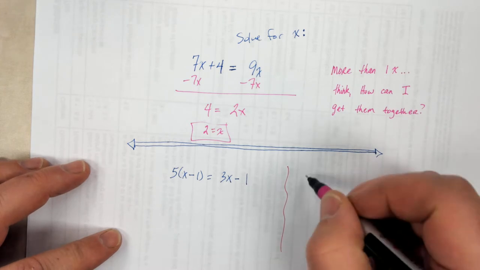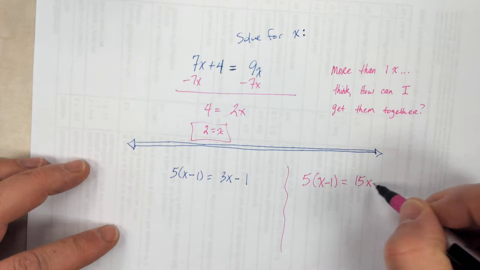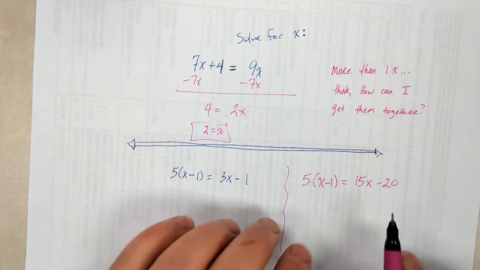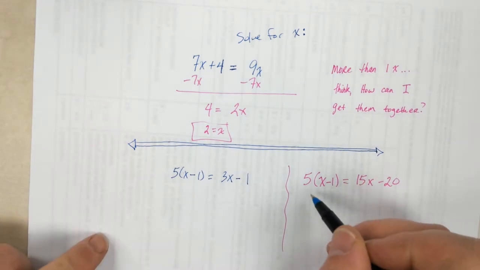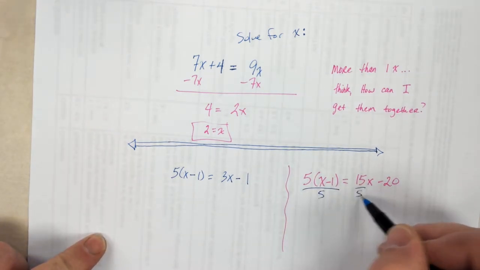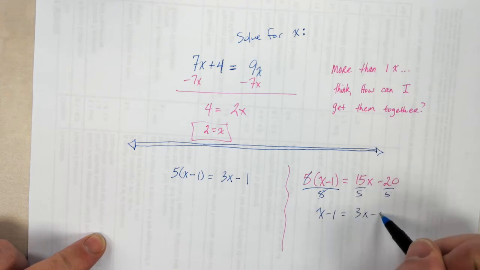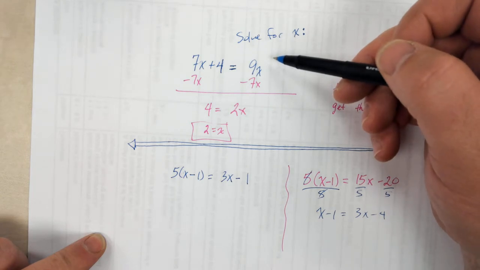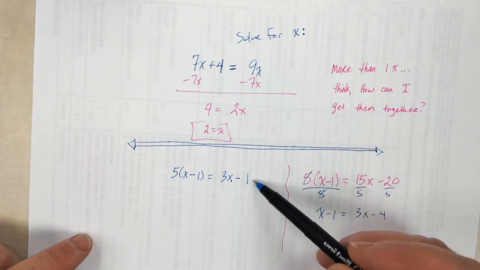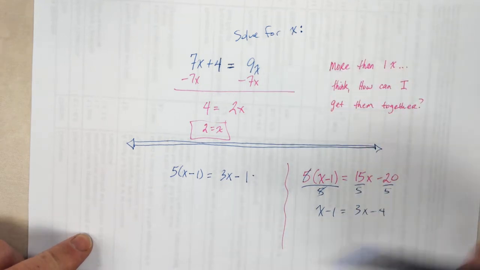Let me give you an example of when I would want to do that. Let's say I had something like this. Do you see how 5 goes into this and 5 goes into that? So this one I could actually divide by 5, but I have to do everything. And so here those reduce, right? So x minus 1 would equal 3x minus 4. And then you can solve it. Then it's just like the kind we did. This one has one more step that you have to do before you can get to this.